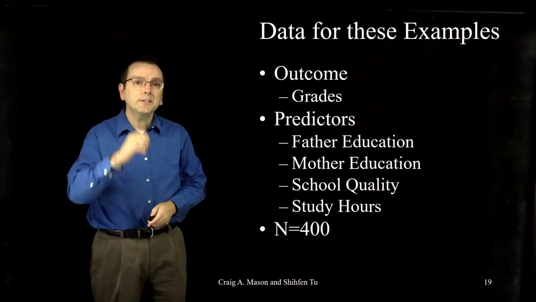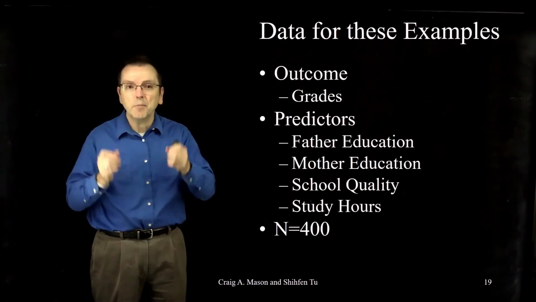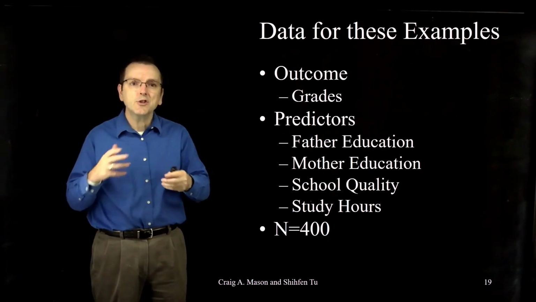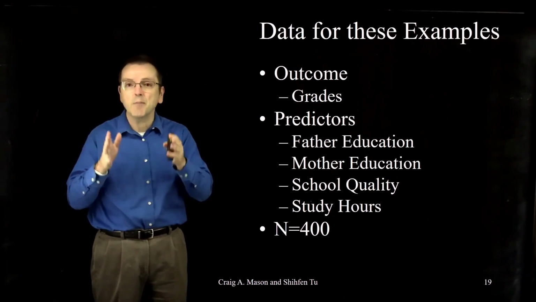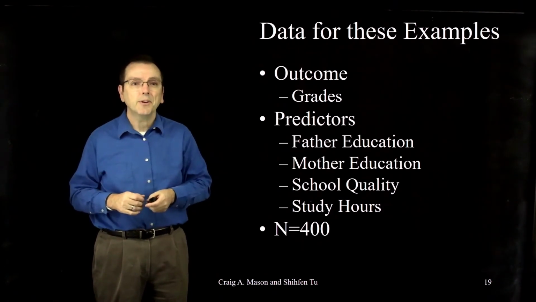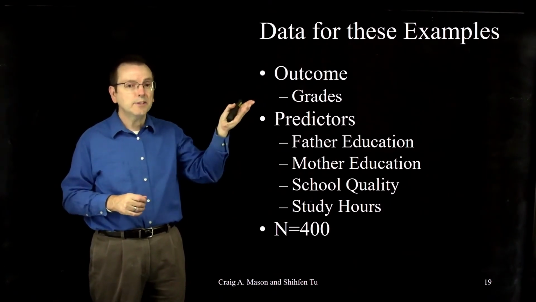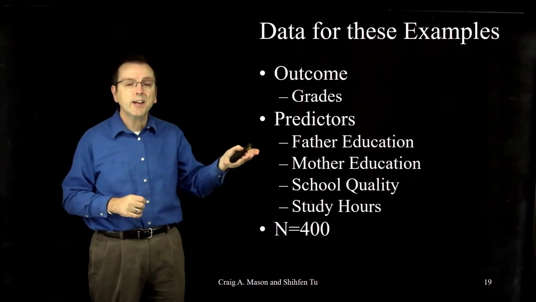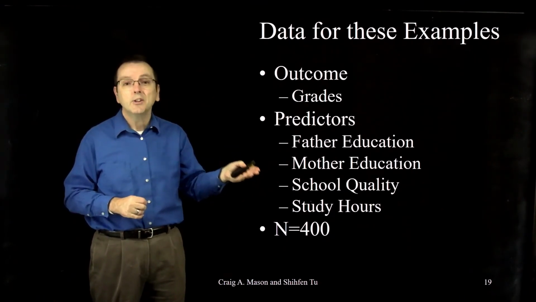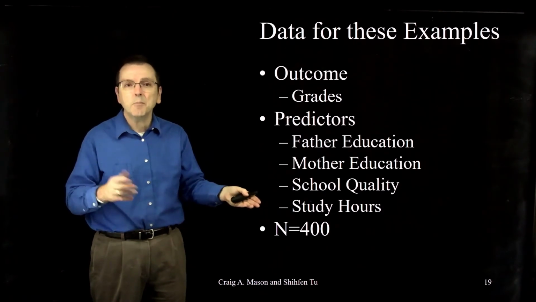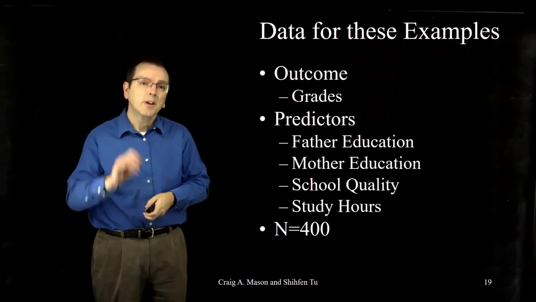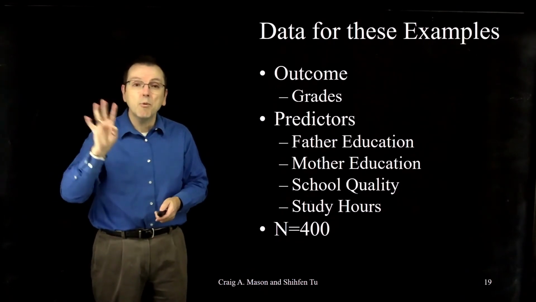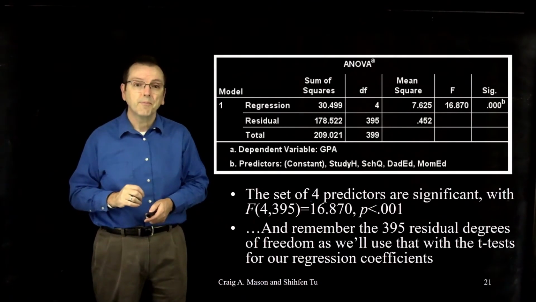So let's go through an example to illustrate how a simultaneous multiple regression works and how we should interpret the results of this type of analysis. Okay, our outcome will be grades, looking at student grades based on 4 predictors: father education, mother education, school quality, and the number of hours a child studies. For this hypothetical illustration, our sample size will be 400 students.